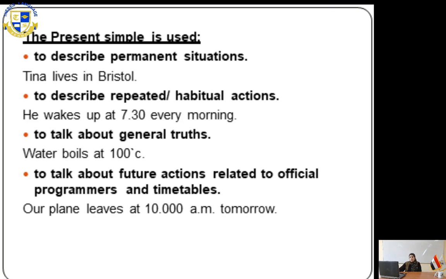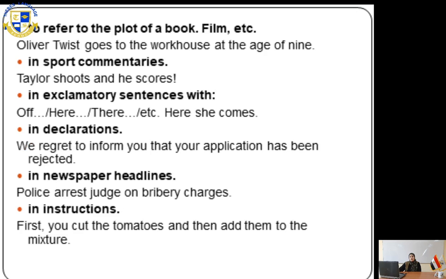We are moving to a new slide. We use the present simple to refer to the events, the plot of a book, film, story. For example, Oliver Twist goes to the workhouse at the age of 9.